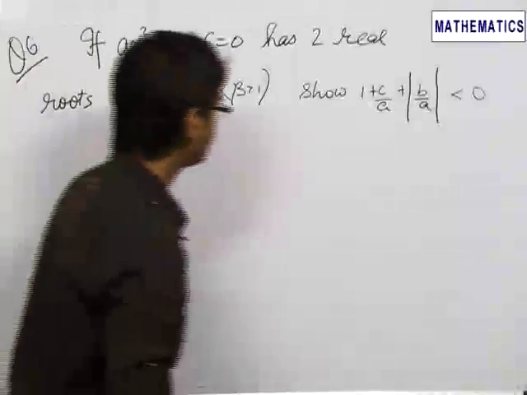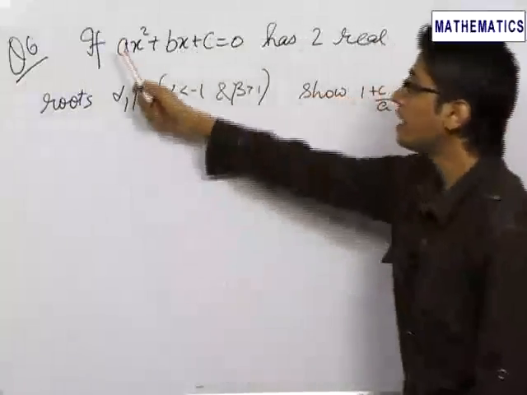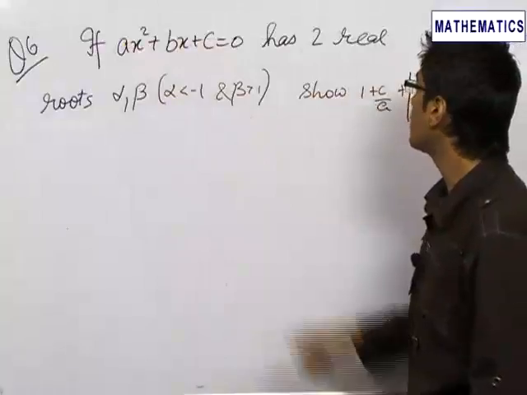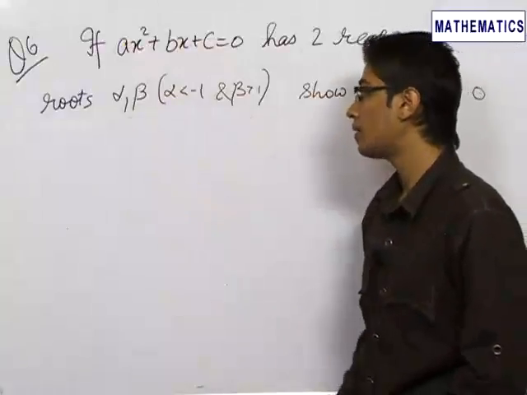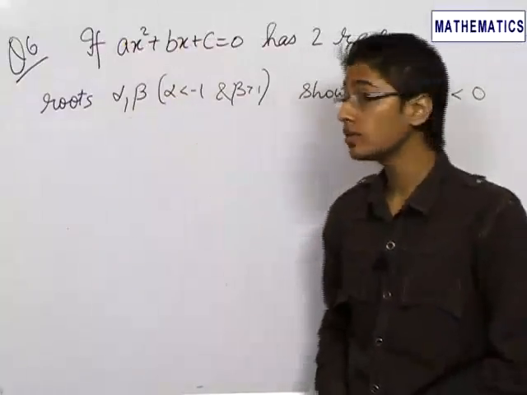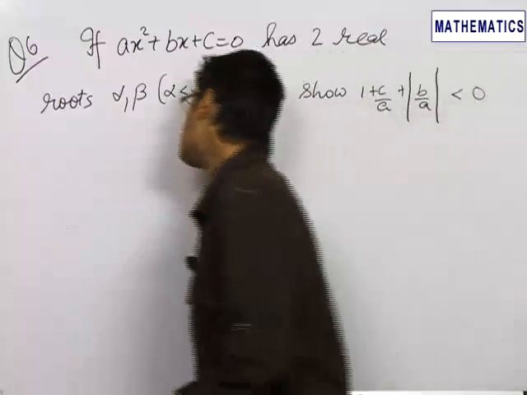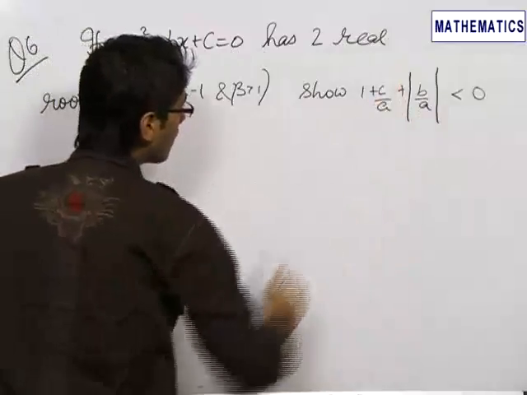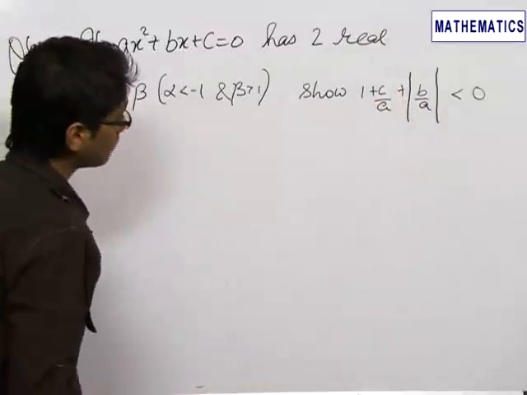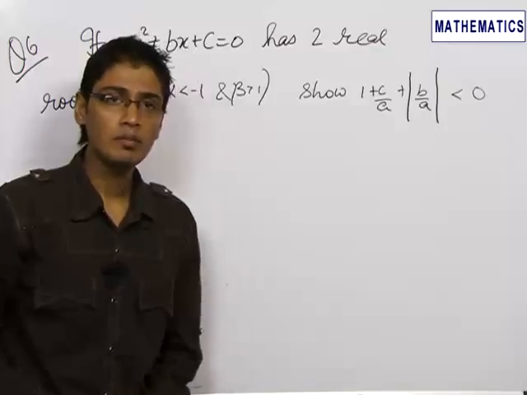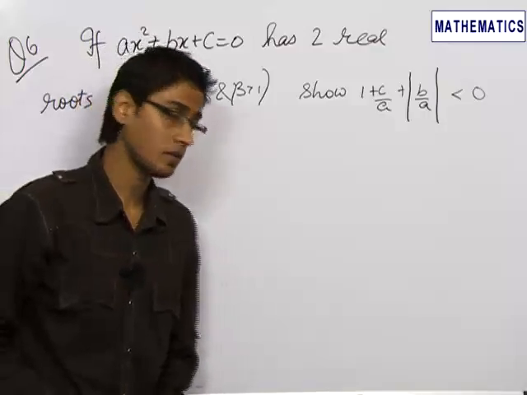In our next question, we are given that if ax square plus bx plus c equals 0 has two real roots alpha and beta such that alpha is less than minus 1 and beta is greater than 1, then we need to show that 1 plus c by a plus modulus of b by a is less than 0. Now this is an interesting problem because it is based on the location of roots concept.